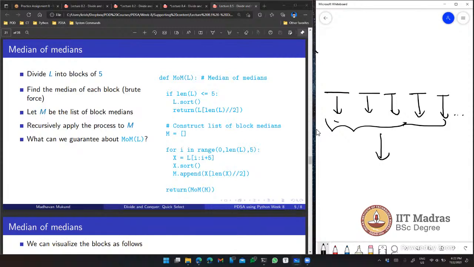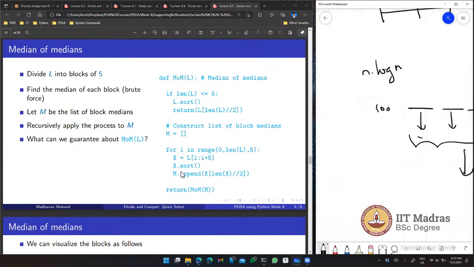Then in the next level, I will get 20 medians. What will I do with these 20 medians? Again find the median of the medians, in the same approach. If you get the 100, then you get the 20, then you will get 4. And then among the 4, find the median of the 4. Okay, now it's clear, sir. Thank you.